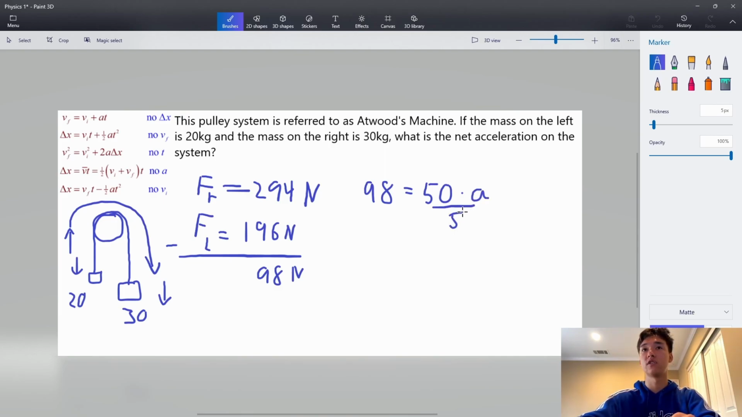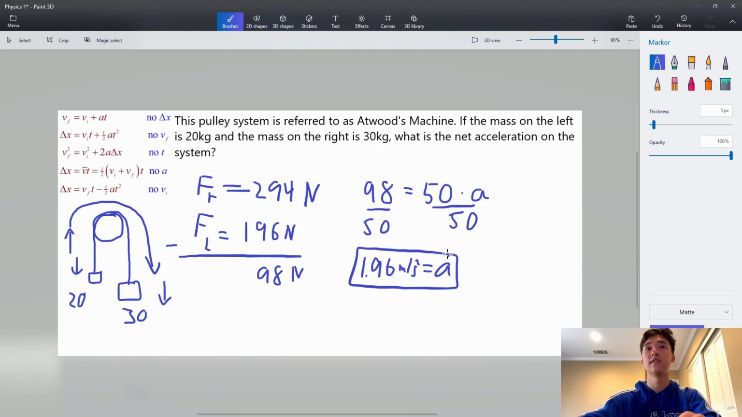So we just need to isolate the acceleration by dividing, and we get acceleration is equal to 98 divided by 50, which is 1.96 meters per second squared. And that right here is our answer.